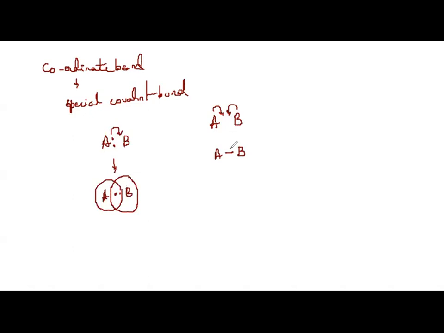So a covalent bond you indicate by a line. Then how do you indicate a coordinate bond? I will indicate it like this. That means the electron pair is contributed by atom A and it is shared by both. Understanding? It is contributed by atom A and it is shared by both. A simple example I will give you.